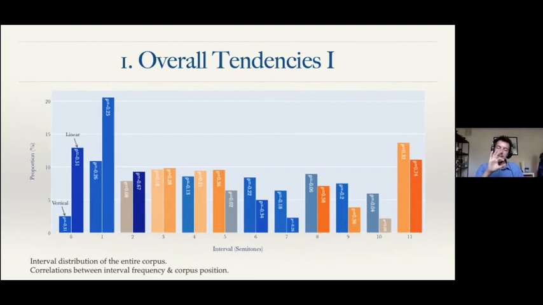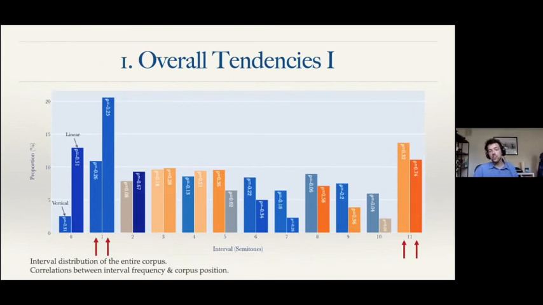Again, we'd expect 8% per interval if they were equally distributed. So clearly there are some outliers. The only statistical anomaly we've got is the linear semitone, but it's worth saying that the semitone and the major seventh are generally more prominent. So that kind of confirms the typical view in the literature.